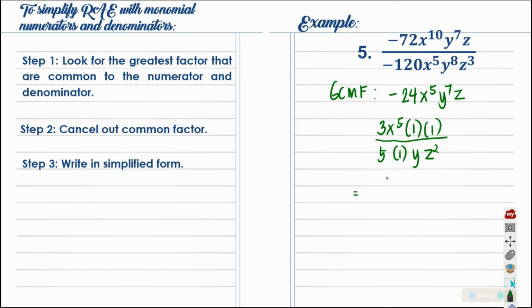Then rewrite it as our final answer. 3 times x to the 5th times 1 times 1, the answer is 3x to the 5th power all over 5 times 1 times y times z squared. The answer is 5y z squared. So, this will be our final answer. And take note po na hindi nyo pwedeng pagpalitin ang nilalaman ng numerator at denominator. So, this will be our last example for the part 1.